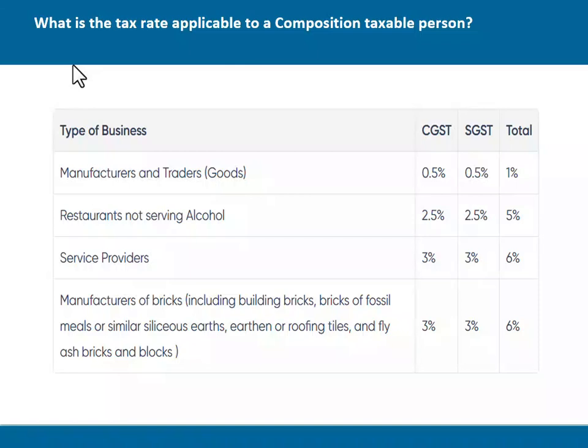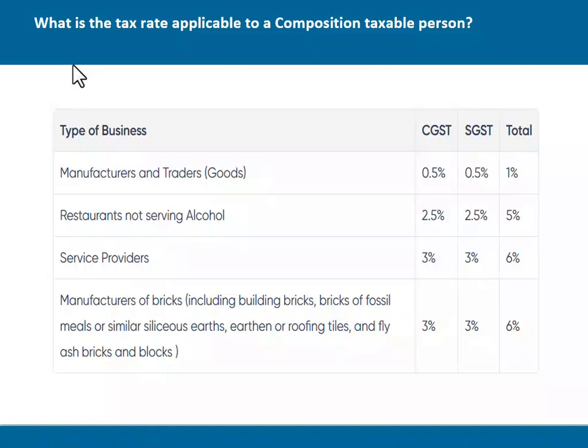If you are a person having a turnover below 1.5 crores, you don't have to comply with any provisions. You don't have to maintain any books of account. You simply pay 1% tax on a quarterly basis to the government based on your turnover. If you are a manufacturer and trader of goods, or a restaurant not serving alcohol, then you have to pay 5%. Like when you go to a restaurant, you pay only 5% tax.